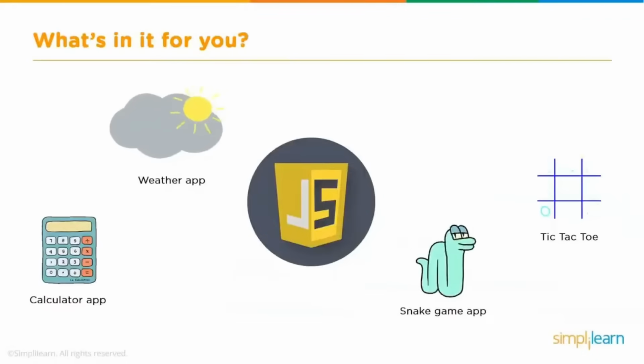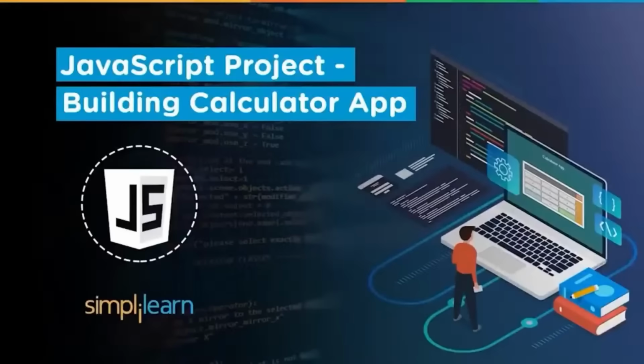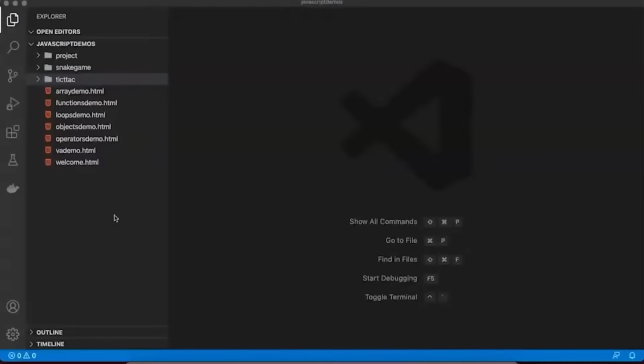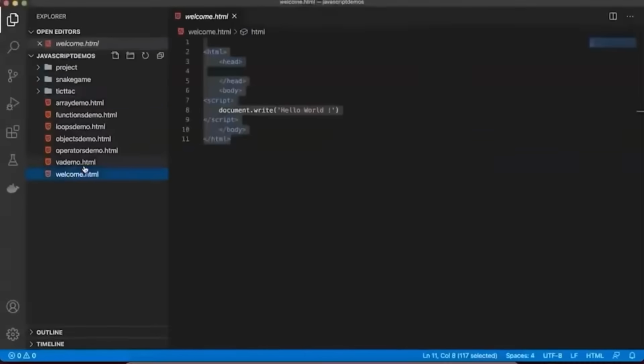So let's begin. We have decided to develop a very interesting project in JavaScript called the calculator application. You have seen earlier some projects like Tic Tac Toe, the snake game, and the quiz application. This time we're going to introduce another very interesting project using JavaScript, HTML and CSS, the calculator application. So let's get started. Let me first delete those files which we do not need now.